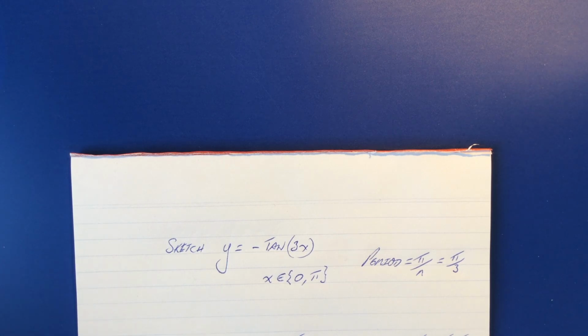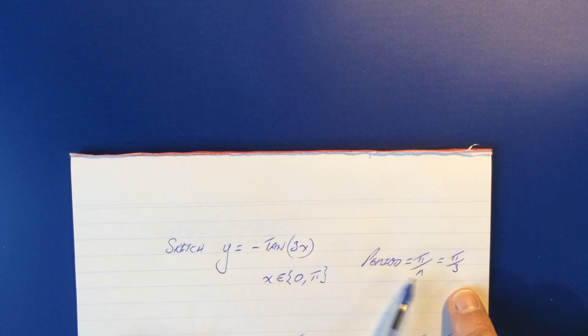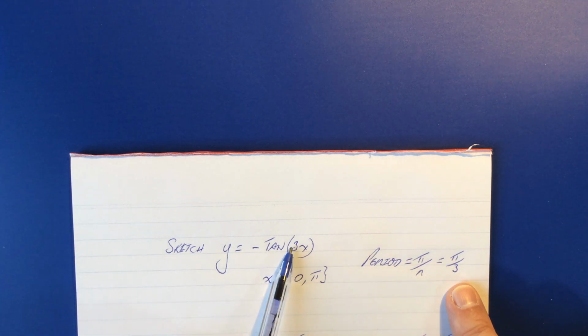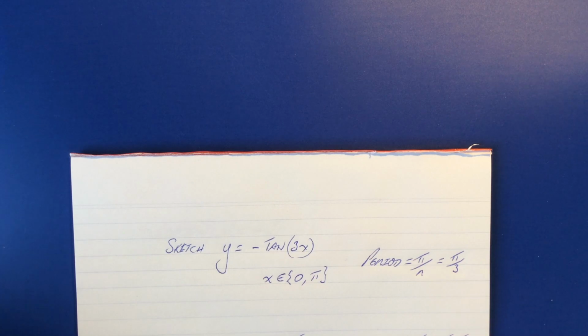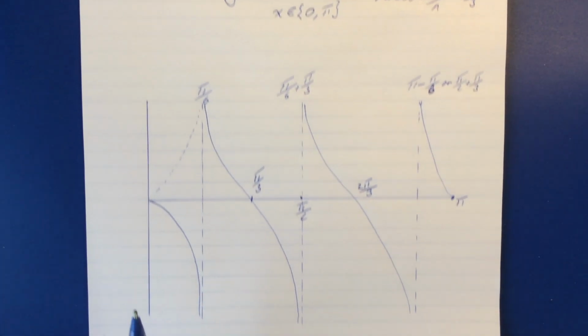Okay, there are two features here, the negative and the 3 in here. Let's deal with the 3 first. The period of this graph is pi on n. Now this differs from sine and cosine graphs, which have a period of 2 pi on n. So in this case the period is going to be pi on 3, pi on this number. So let's deal with the other aspect of this.